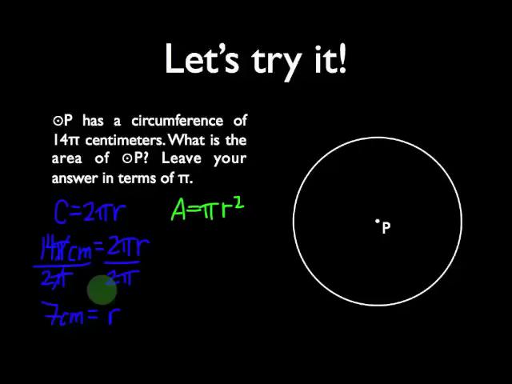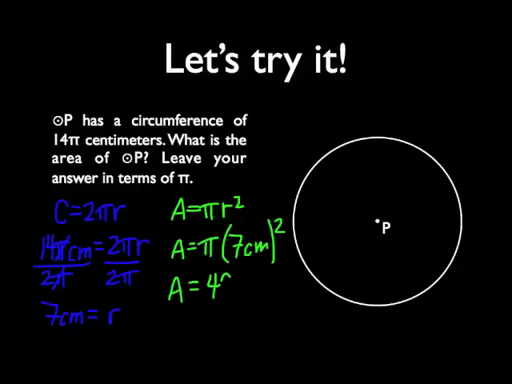And so now we can plug this into the area formula. Area is equal to pi r squared. And we just found out that r was 7 centimeters, so area is equal to pi times 7 centimeters squared, thus giving us the fact that the area of circle O is 49 pi square centimeters.